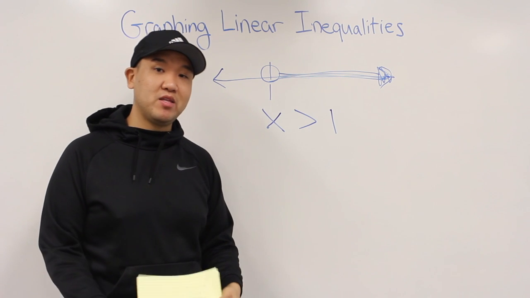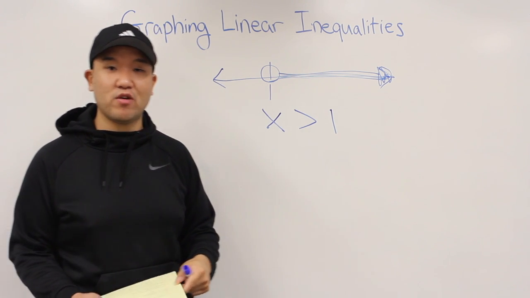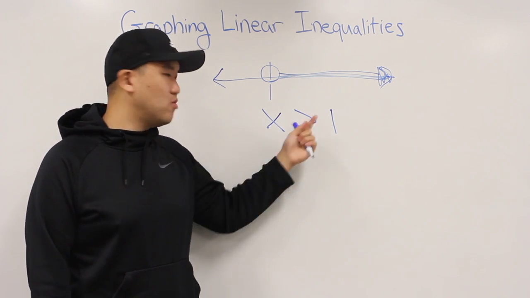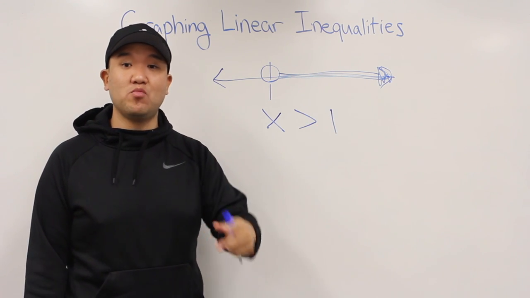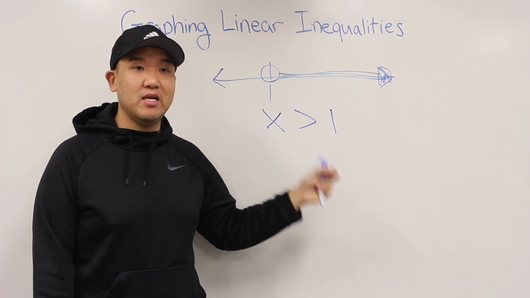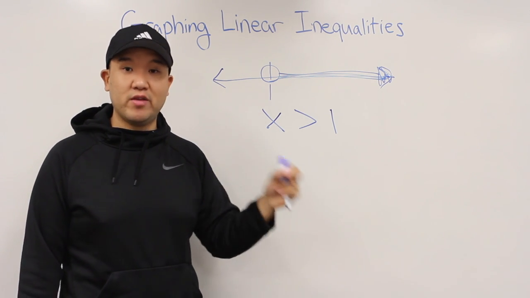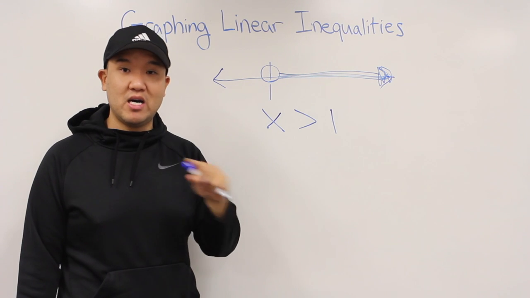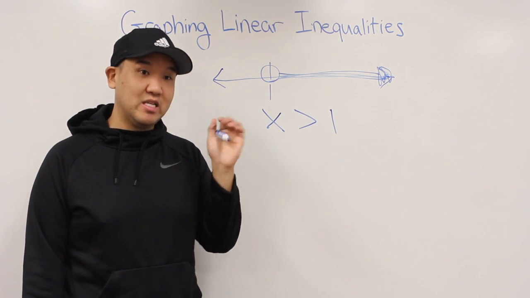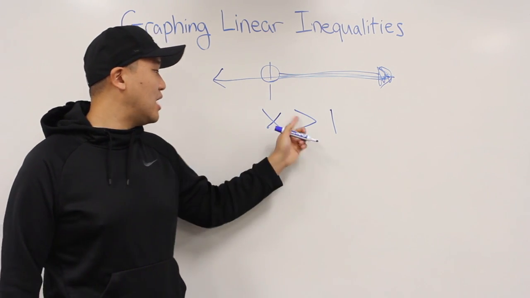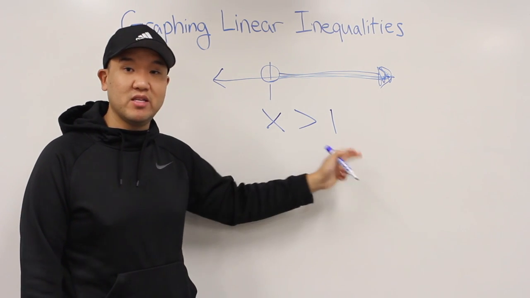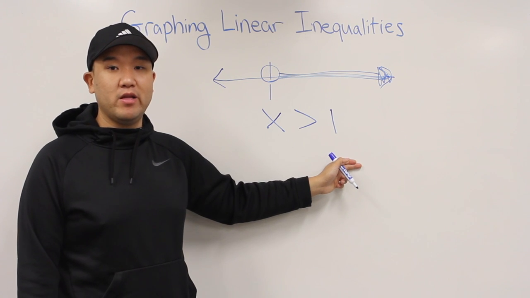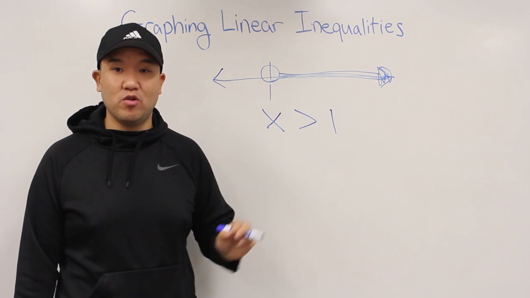So let's kind of recap this. I know this lesson wasn't too difficult, but I did want to go over this important concept. So less than, greater than is what? Open dot. Less than or equal to, greater than or equal to is going to be what? Closed dot. So it's going to include it. And then the alligator sign is eating the bigger number. So in this case, x is greater than this side.